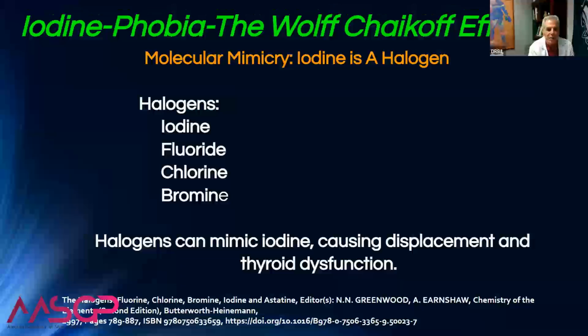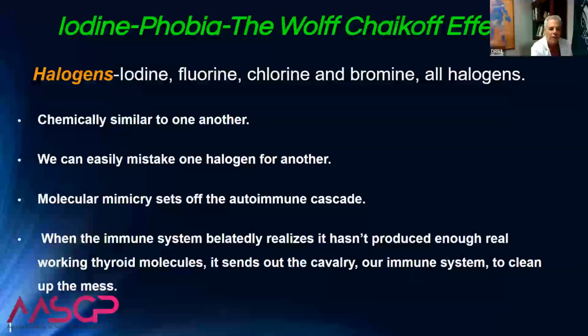Iodine, again, is a halogen. The other halogens are fluoride, chloride, and bromine. Those of us who are old enough remember white bread that was delivered to our home, that in the crust was bromine. And then the fluoride I already talked about, and iodine. And so they're chemically similar to each other, and that molecular mimicry would take place, and that would set off the autoimmune cascade.